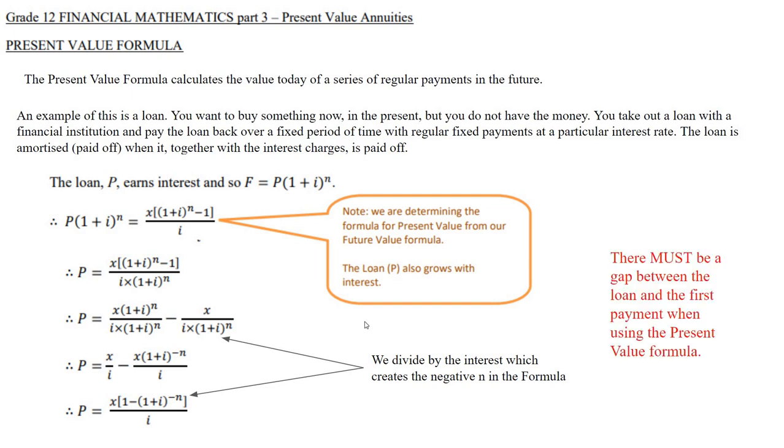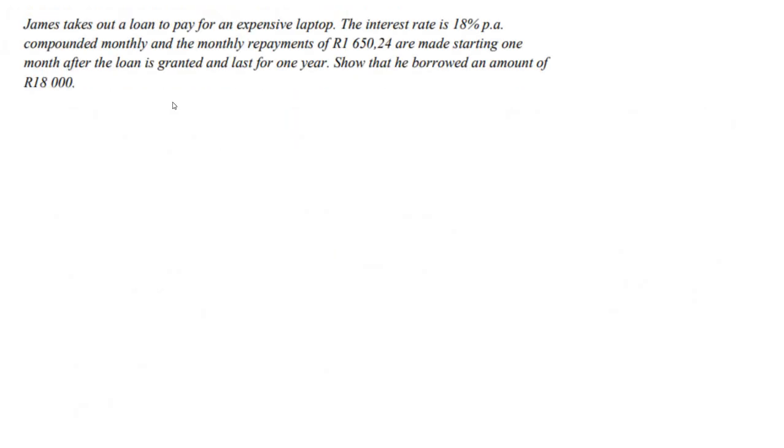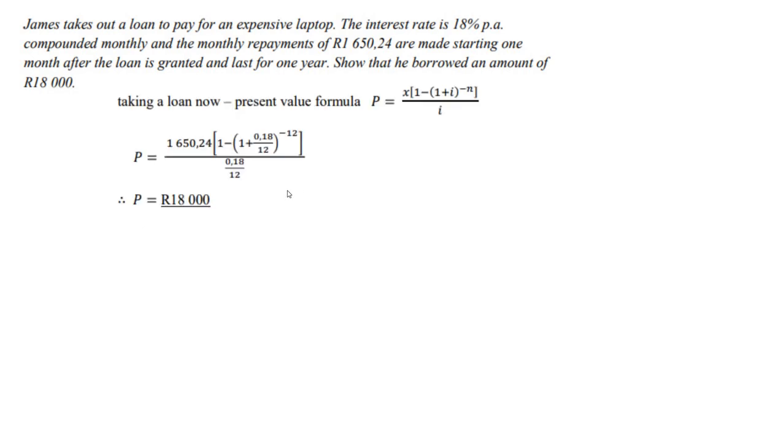And there has to be a gap between payments; with present value, it has to happen at the end of the month. So let's take a look at one pretty easy example here. They give us the interest rate, they give us the monthly payments that are made, and we must show that he borrowed an amount of 18,000 Rand. That's what P is going to be. Well, all you need to do is try it on your calculator.